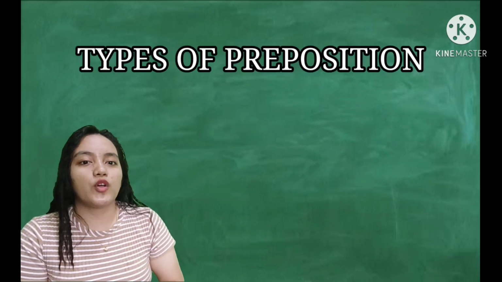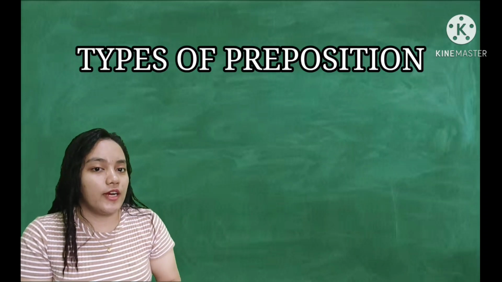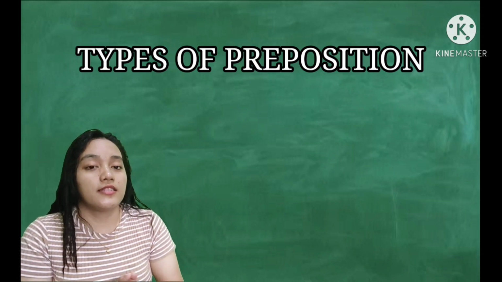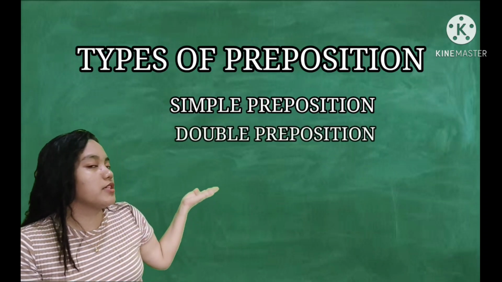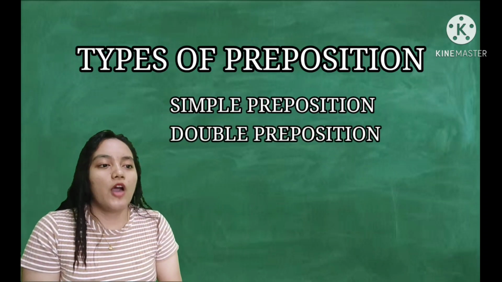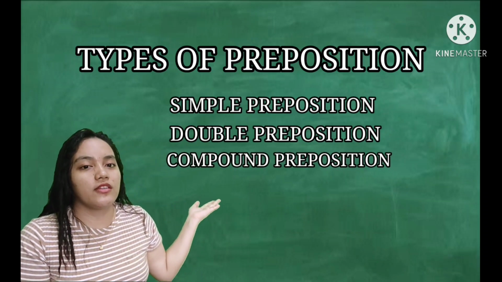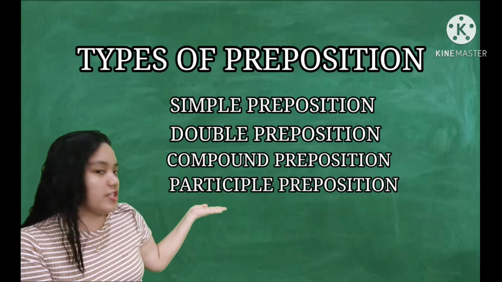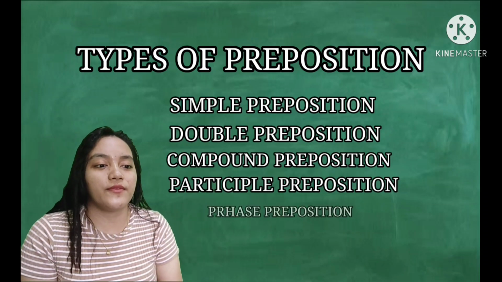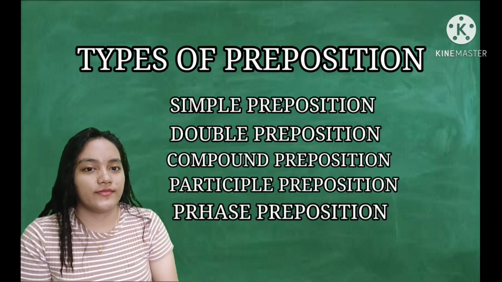So there are types of preposition. First is simple preposition. Second, double preposition. Third, compound preposition. The fourth is participle preposition. And the last is the phrase preposition.